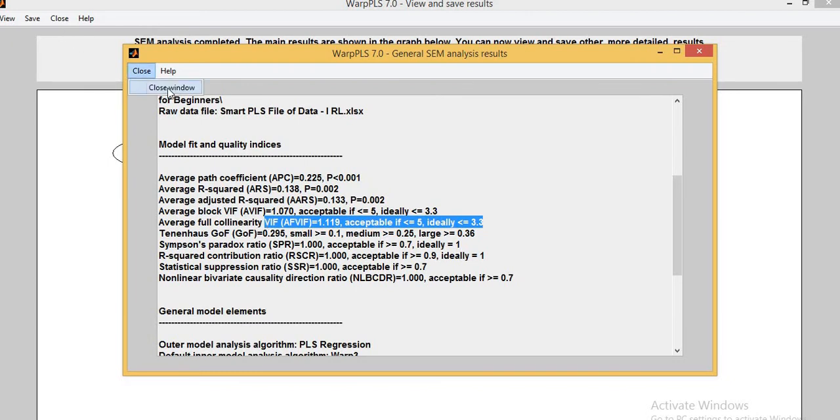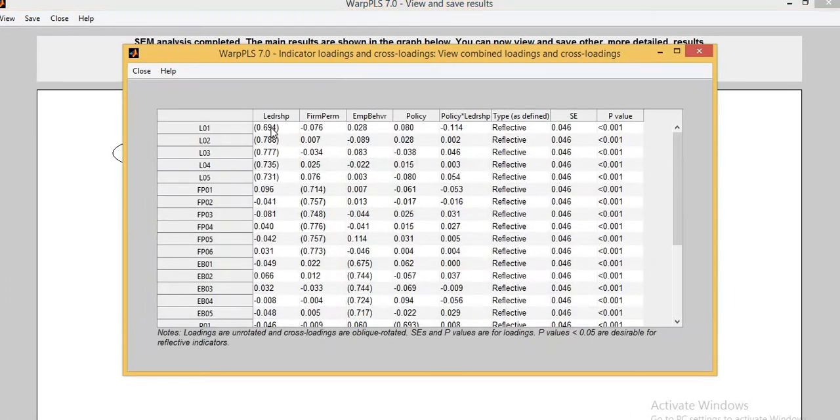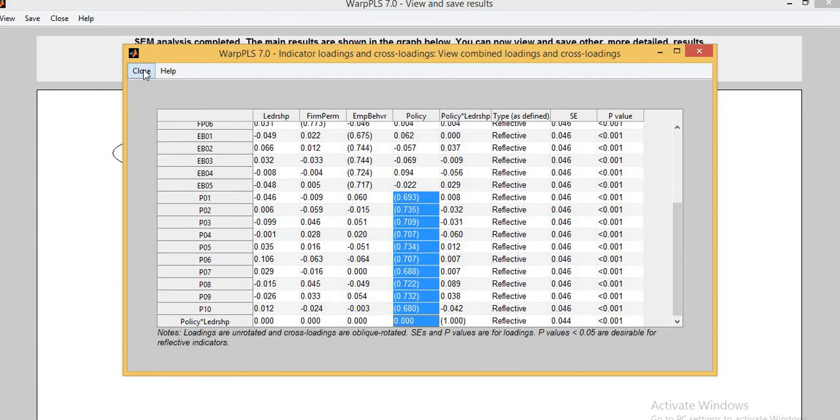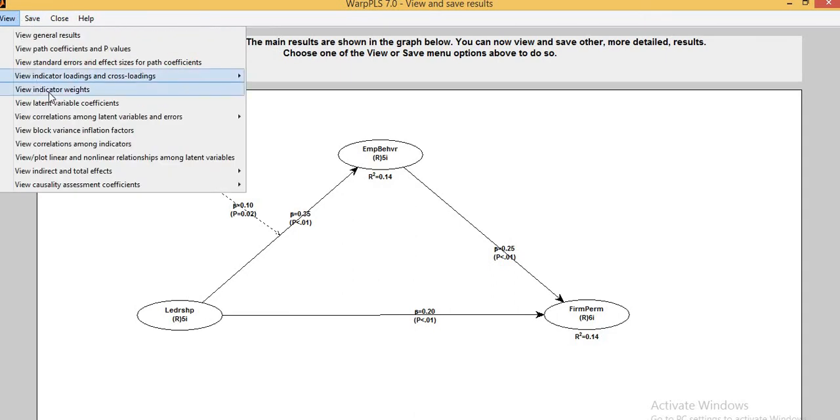After showing this model fitness, you also need to show some factor loadings. What are the factor loadings of these items? These are the factor loadings. This is the factor loading for the other variable. This is the factor loading for the third variable, and these are the factor loadings for the fourth variable. You need to show these values, and these values must be above the threshold values which are suggested by the scholars. And then you need to show the path coefficients, latent variable coefficients.